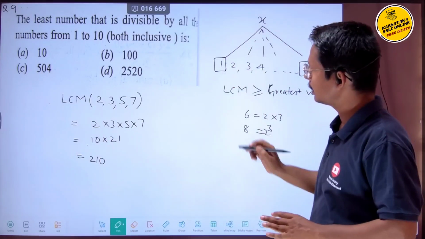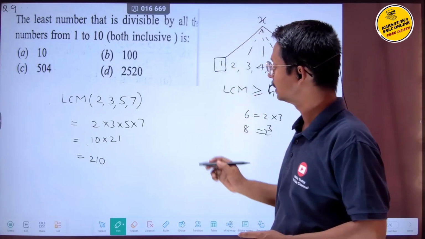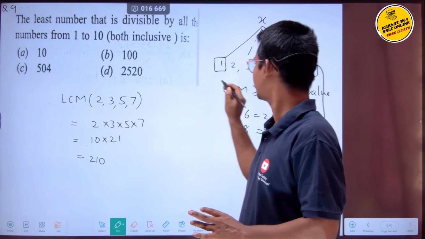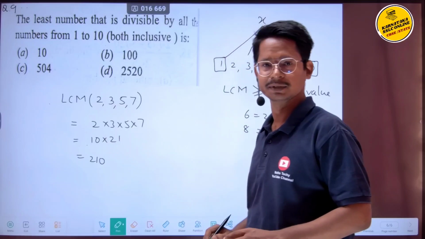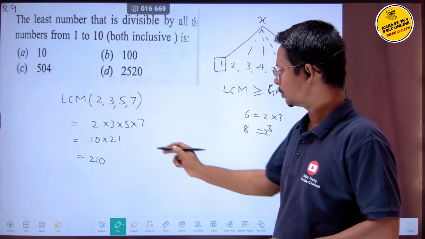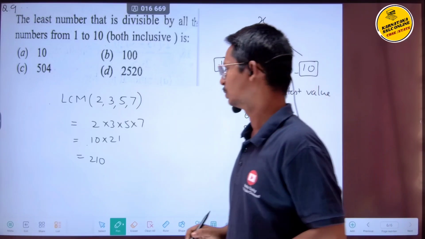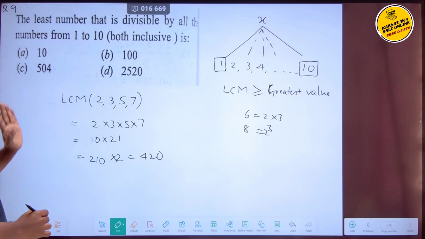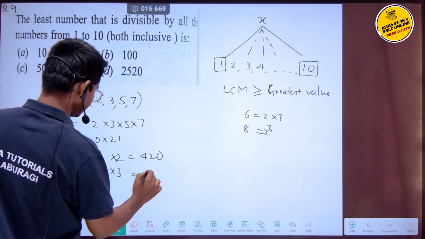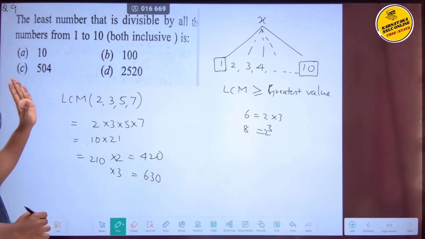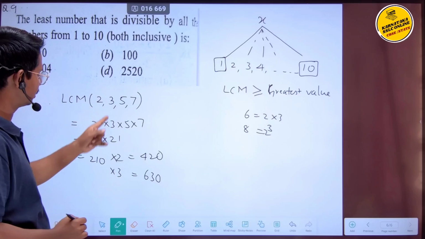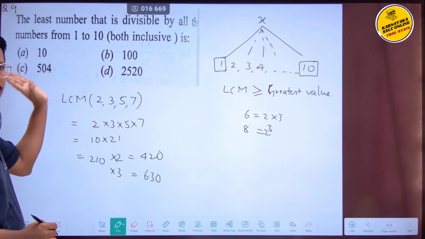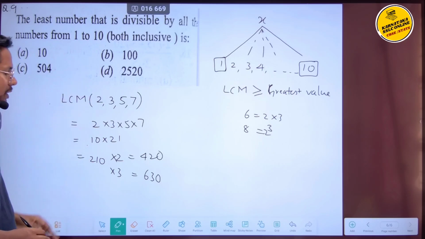You can check. But in the options, do you have 210? No. It means the number is actually higher than this. If 210 is divisible by all these factors, then its multiples are also divisible by all these factors. So I'll go with its next higher multiples. If I multiply it by 2, it is 420, which is not there. If I multiply by 3, it is 630, which is also not there. So the only option left is D, which is more than 630, isn't it? Till 630 we don't have any options. A and B are cancelled, so the only option is going to be option D. No need to check even.